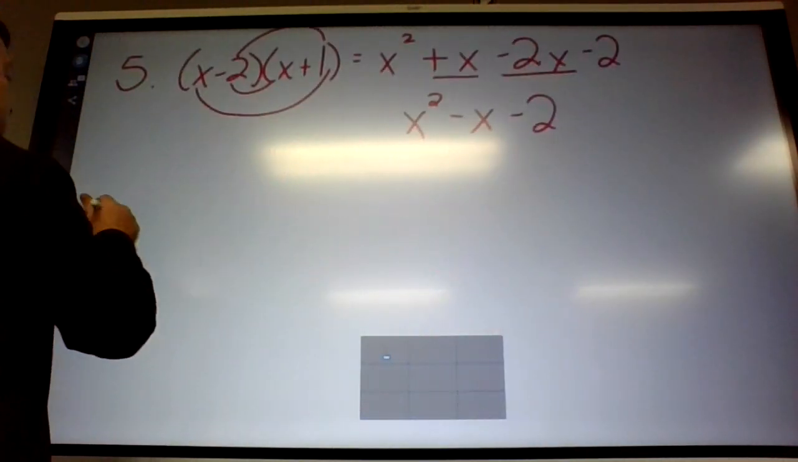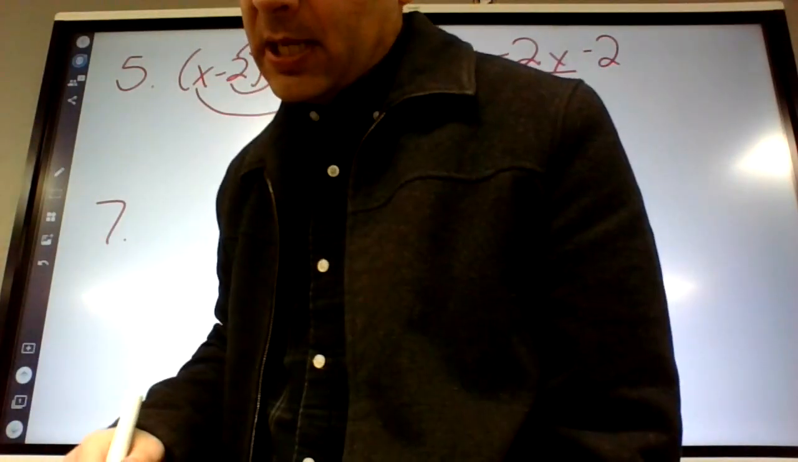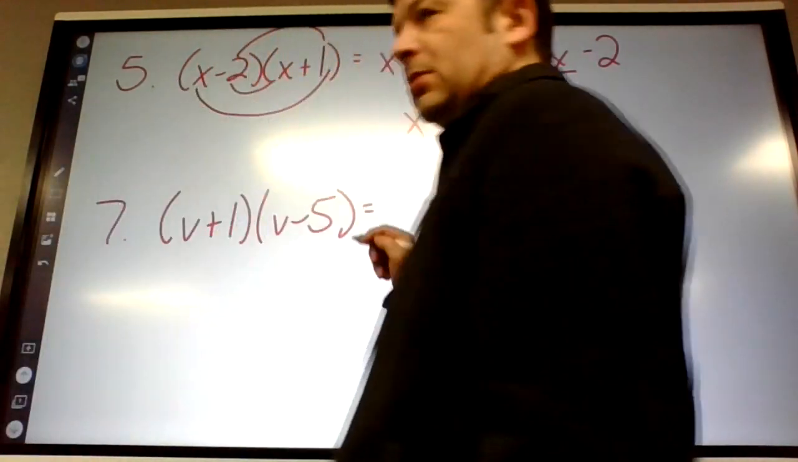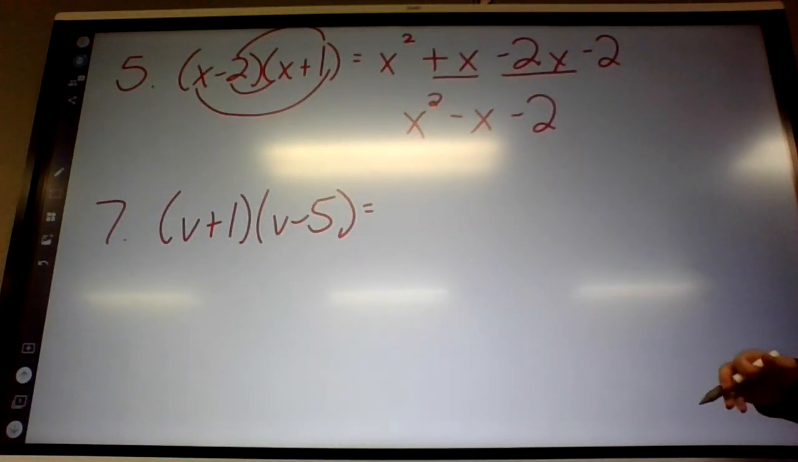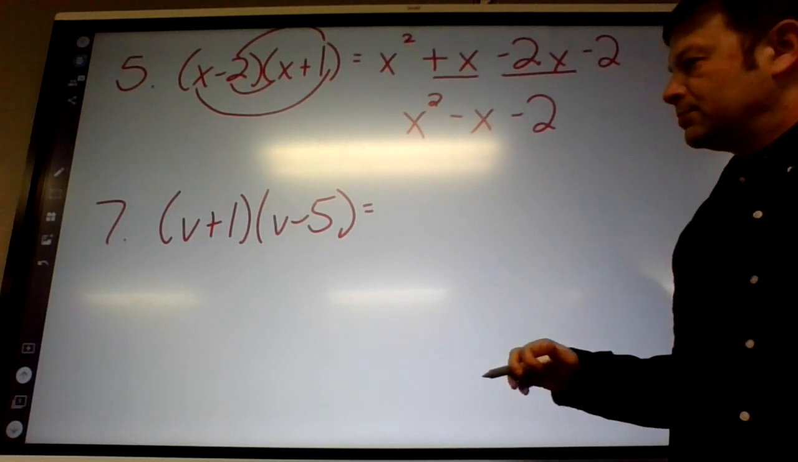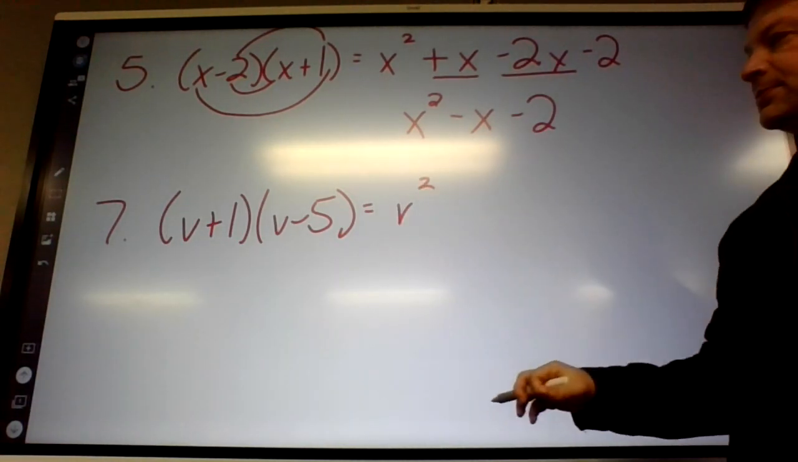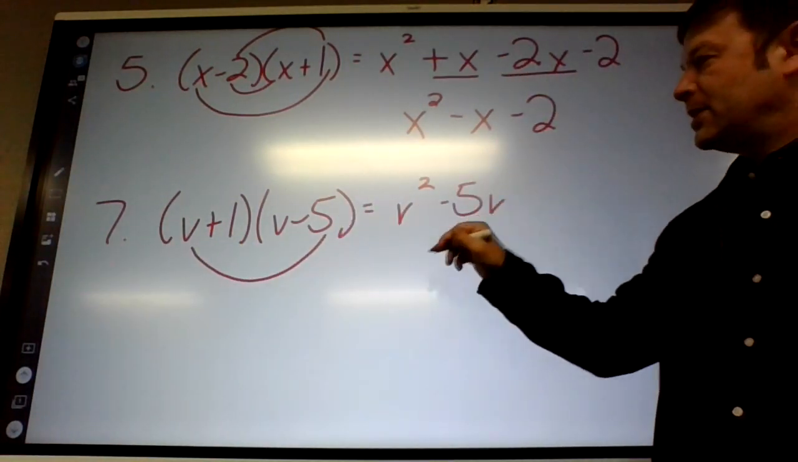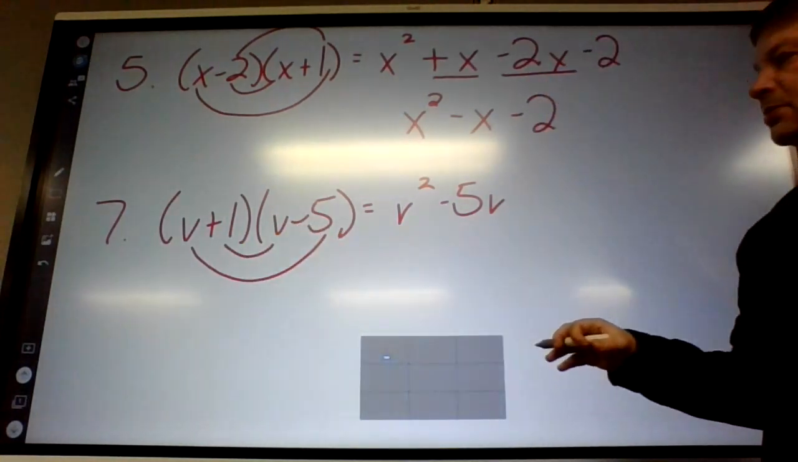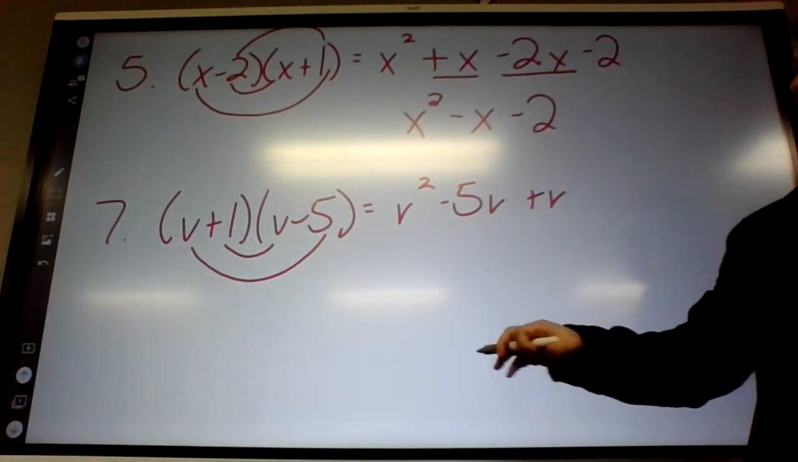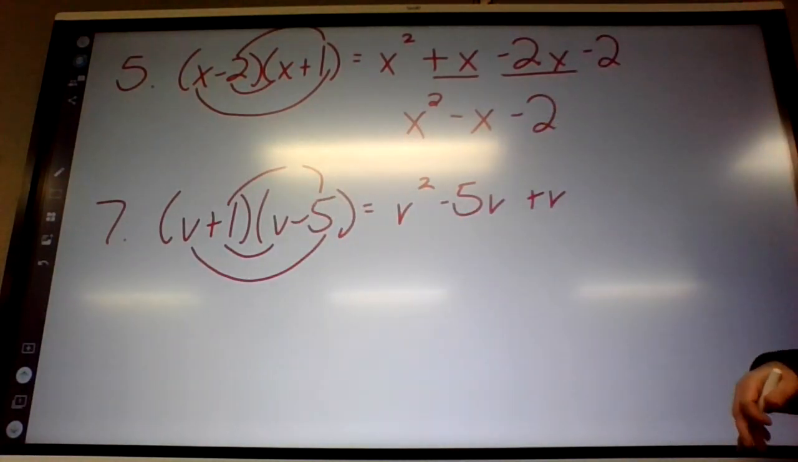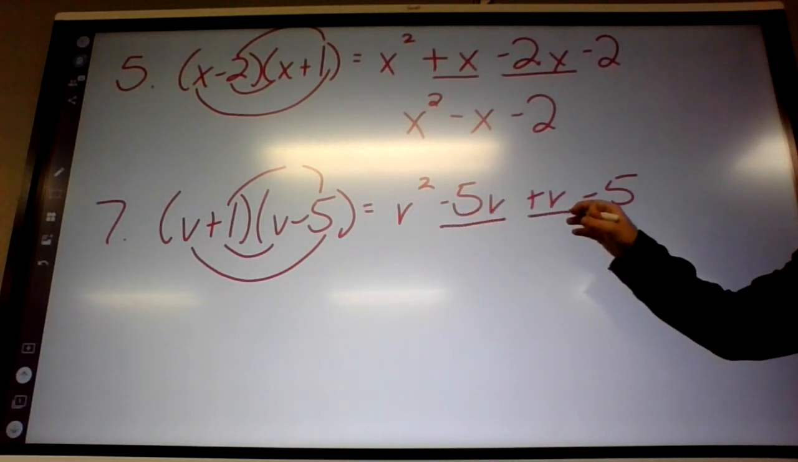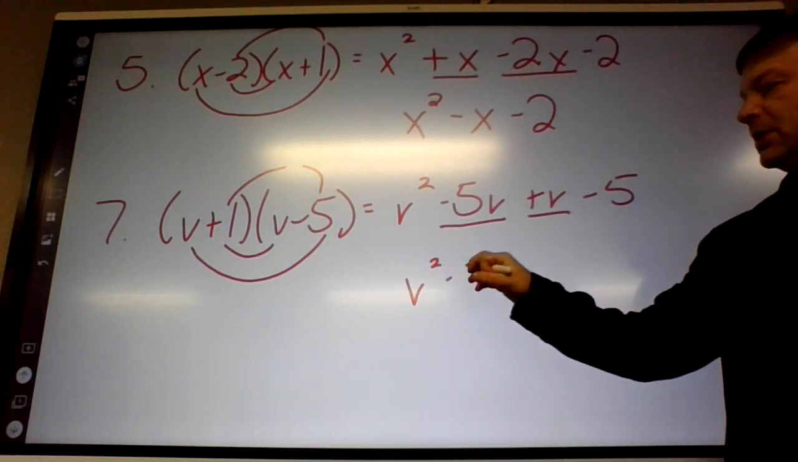Okay. B plus 1, B minus 5. All right, Kitten, first. B squared. Outside. Inside. B. And last. Negative 5. Okay, what is negative 5B plus 1B? Negative 4B.